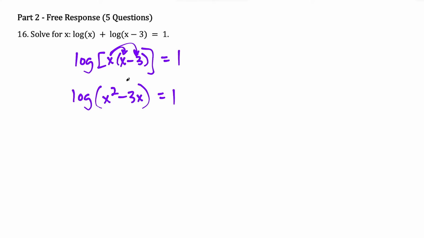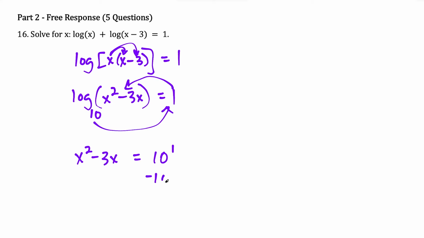So now what I want to do is go from log form to exponent form. The invisible base here is 10. So I would have 10 to the 1st power is equal to x squared minus 3x. So I could say x squared minus 3x is equal to 10 to the 1st power. Now that I've gotten rid of the log, I could solve this resulting quadratic equation.